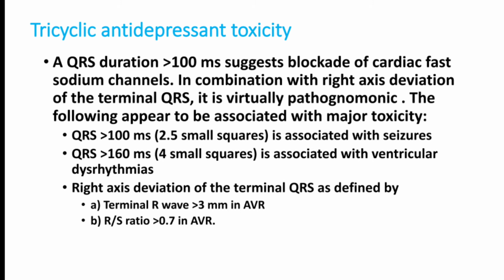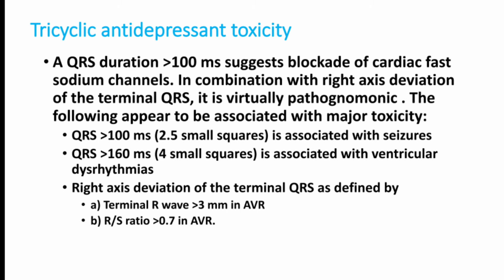And clinical features, the patient can have seizures. If the QRS complex is more than 160 milliseconds, that is 4 small squares, it is associated with ventricular arrhythmias. So if it is more than 2.5 small squares, it has gone to a toxic dose and they have more neurological findings. When it is more than 160 milliseconds, they can develop ventricular arrhythmia.